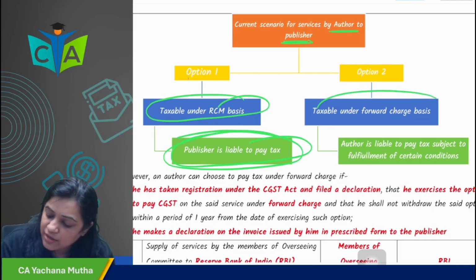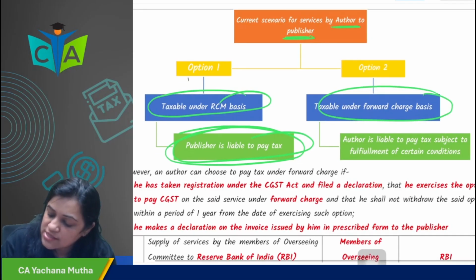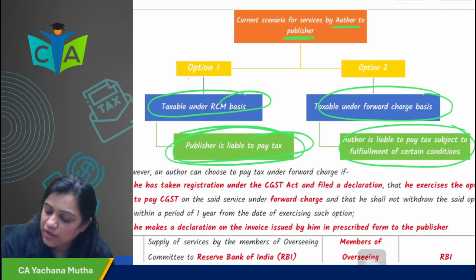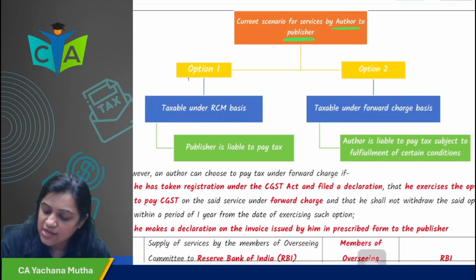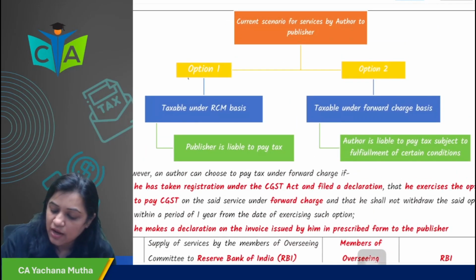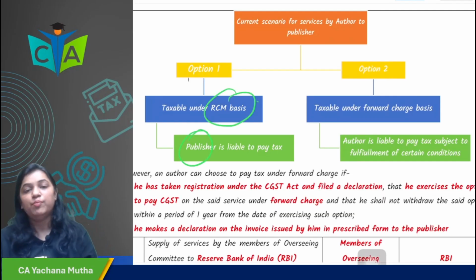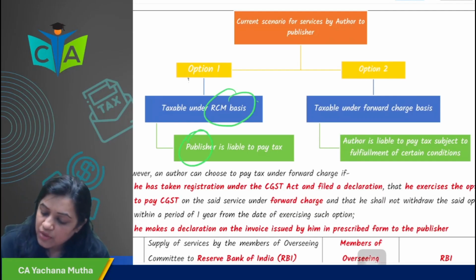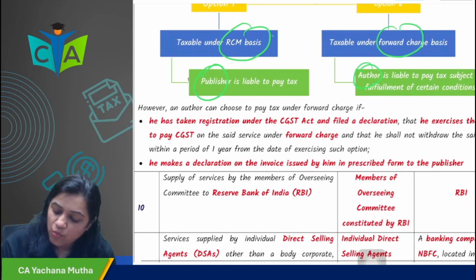Option 2, it is chargeable under forward charge basis and the author is liable to pay tax, subject to fulfillment of the conditions. So, what are the two options? One, taxable under RCM: under RCM, the publisher will pay the tax. But if it is under forward charge, the author will pay the tax. What are those conditions for the author to choose to pay under forward charge?